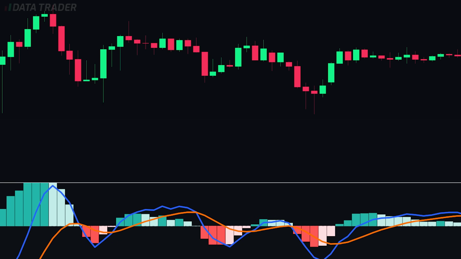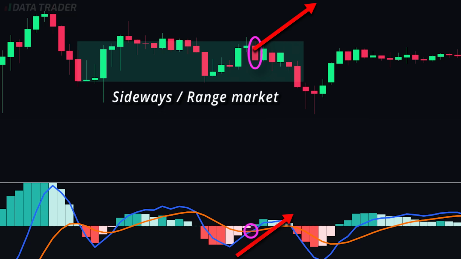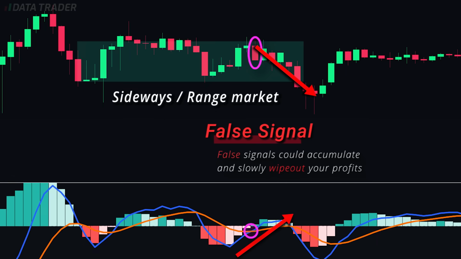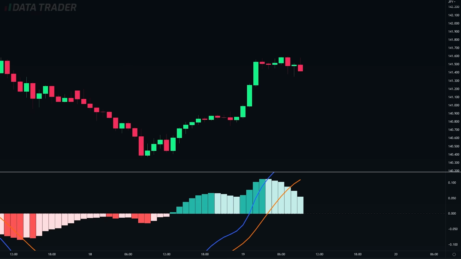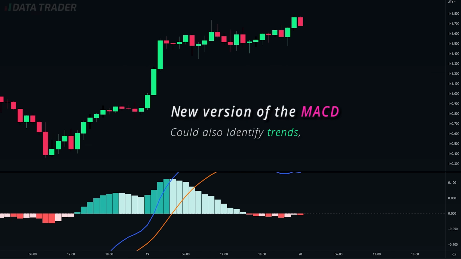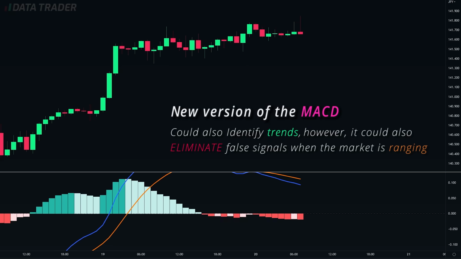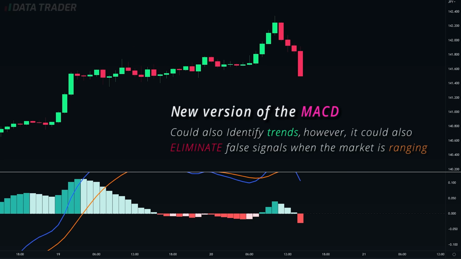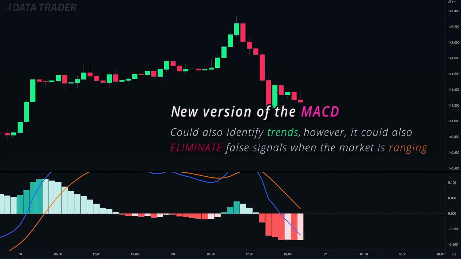We can see that the MACD is crossing upwards, which supposedly tells us that an uptrend is coming. However, because the market structure is moving sideways, it gave us a false signal and the market did not go up as expected. Now, over time, these false signals could accumulate and slowly wipe out your profits and could even bring your account towards the negative. And so, what if I told you that this new version of the MACD indicator could also help us identify trends, but could also eliminate these false signals for us when the market is ranging, therefore minimizing your loss.